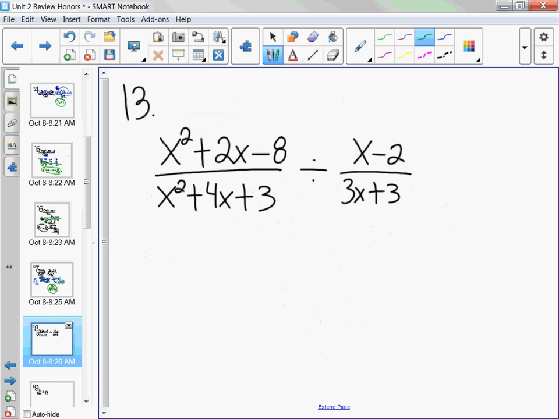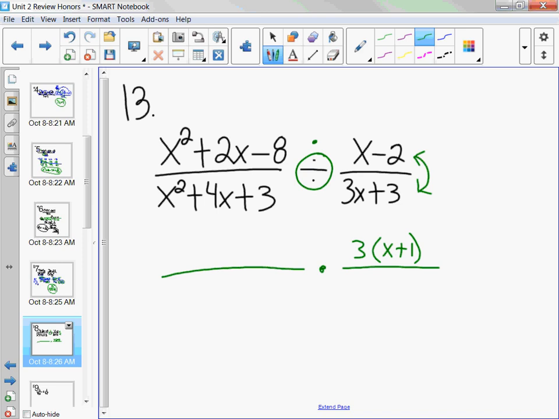Number 13. A division problem is the same thing as a multiplication problem. You just got to change this to times, put a dot for times, and take the reciprocal of the second fraction, if you remember right. So I'm going to start off by taking the reciprocal over there and making this a times. I'm going to put the 3x plus 3 on top, but I'm going to factor out a 3. So 3 times x plus 1. X minus 2 is not factorable. We put that on the bottom.